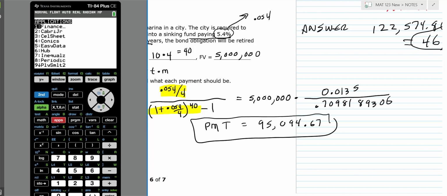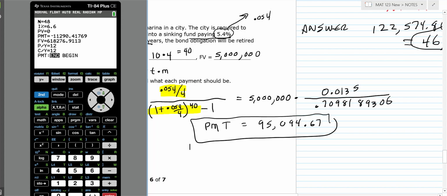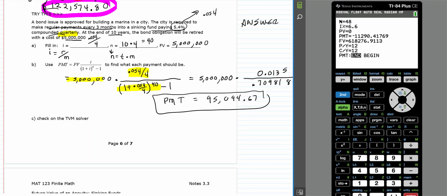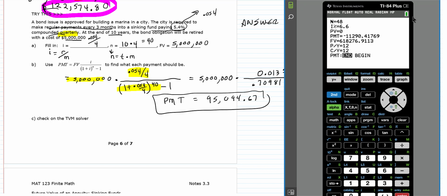Go to Apps, Finance, TVM solver, and what we're going to do is just repeat the problem, but now we're going to do everything on the TVM solver. Okay. So basically, what N is in this problem is how many payments you made. So it's 10 years, quarterly payments. So what do I put in for N? 40, okay? All right, what's the interest? The 5.4. Don't move the decimal when you do TVM, okay?